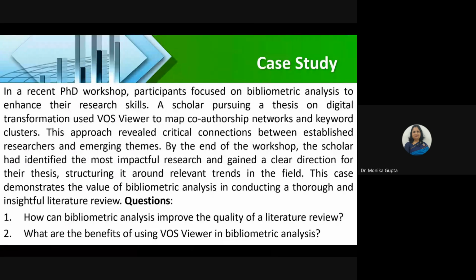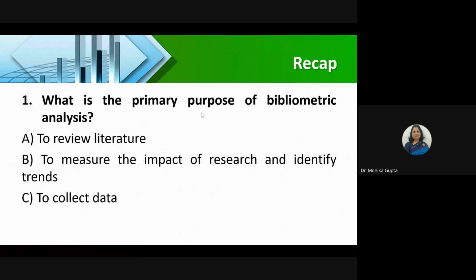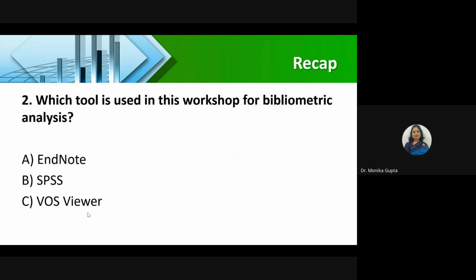Very right. So next, now let us test. What is the primary purpose of bibliometric analysis? B option, ma'am. Okay, to measure the impact of research and identify trends. Right. Next is, which tool is used in this workshop for bibliometric analysis? C, VOS Viewer. Yes, it is VOS Viewer.